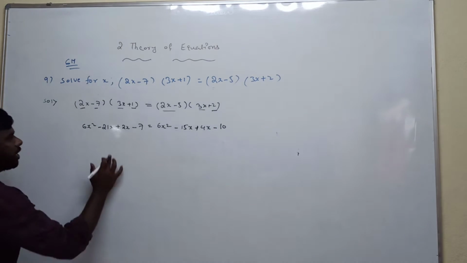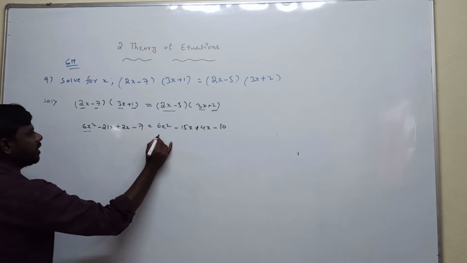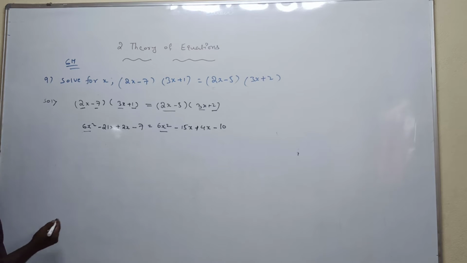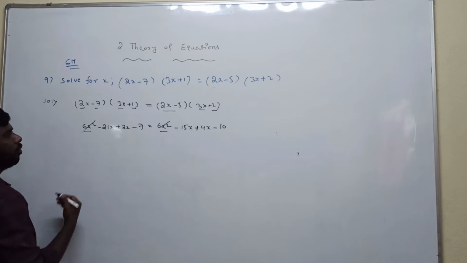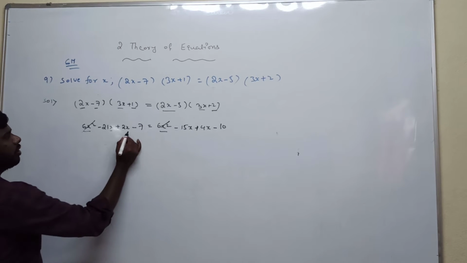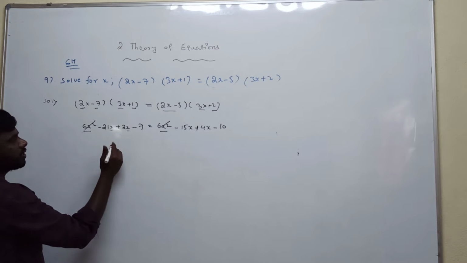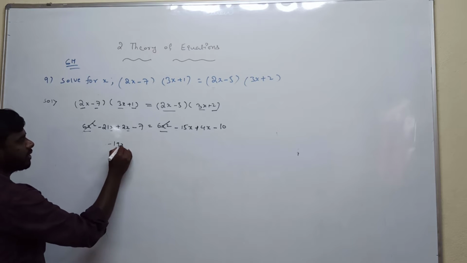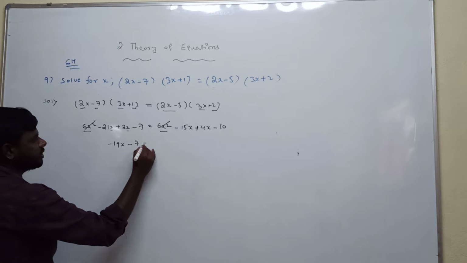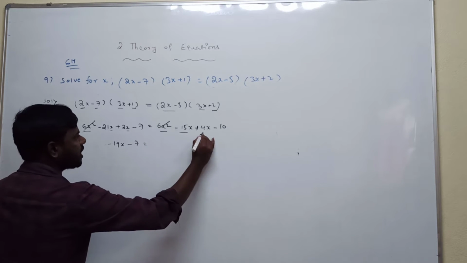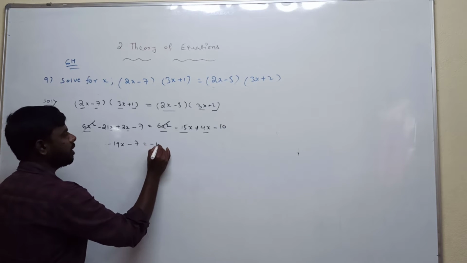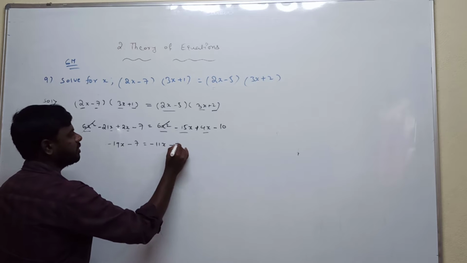In this, see, what is the common element on both sides? Plus 6x square is equal to 6x square, so it gets cancelled. Now this one is also an x variable value, and this one is also an x value. We should add. Minus 21x plus 2x is minus 19x. Minus 7 is as it is here. Minus 15x plus 4x is minus 11x. The minus 10 is as it is.